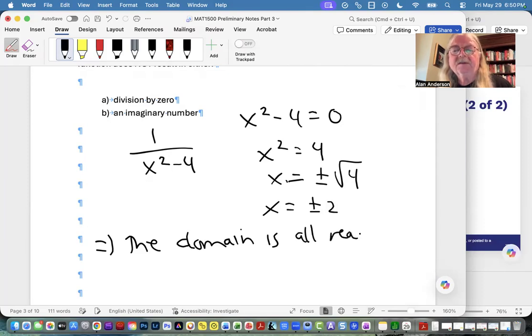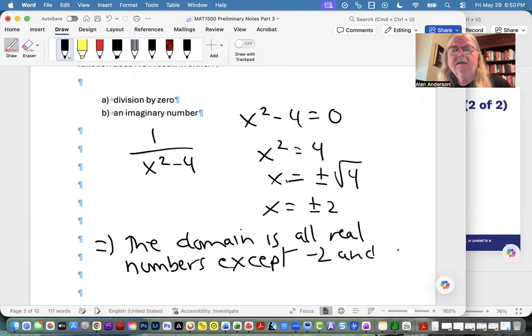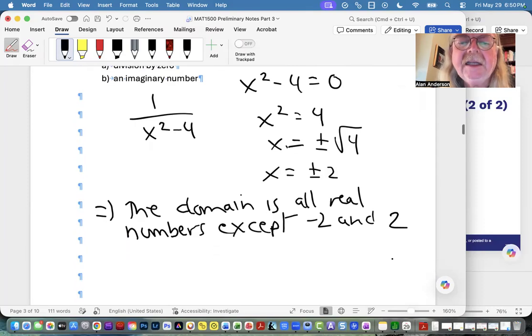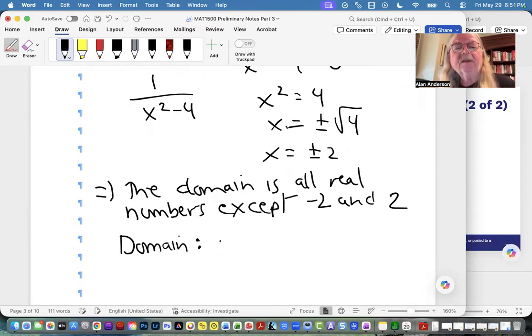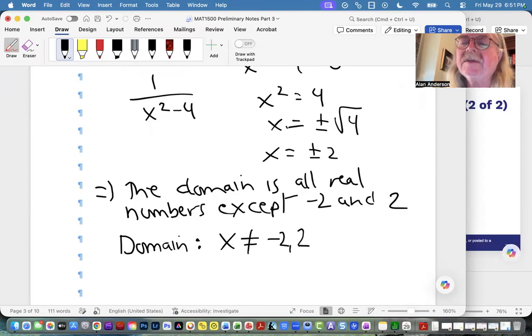All real numbers except negative 2 and 2. Okay. Now, this can be expressed in a few different ways. If you look at Symbolab, the program we've been using to help us with the graphs, what they might do is write something like this. It's just a shorthand way of saying x could be anything except negative 2, positive 2.